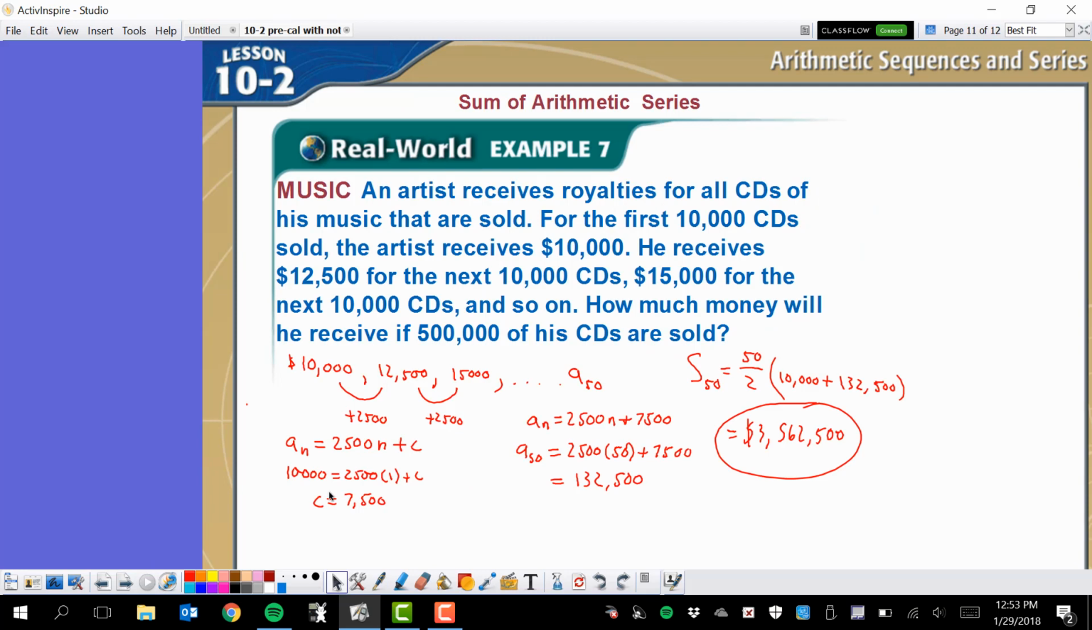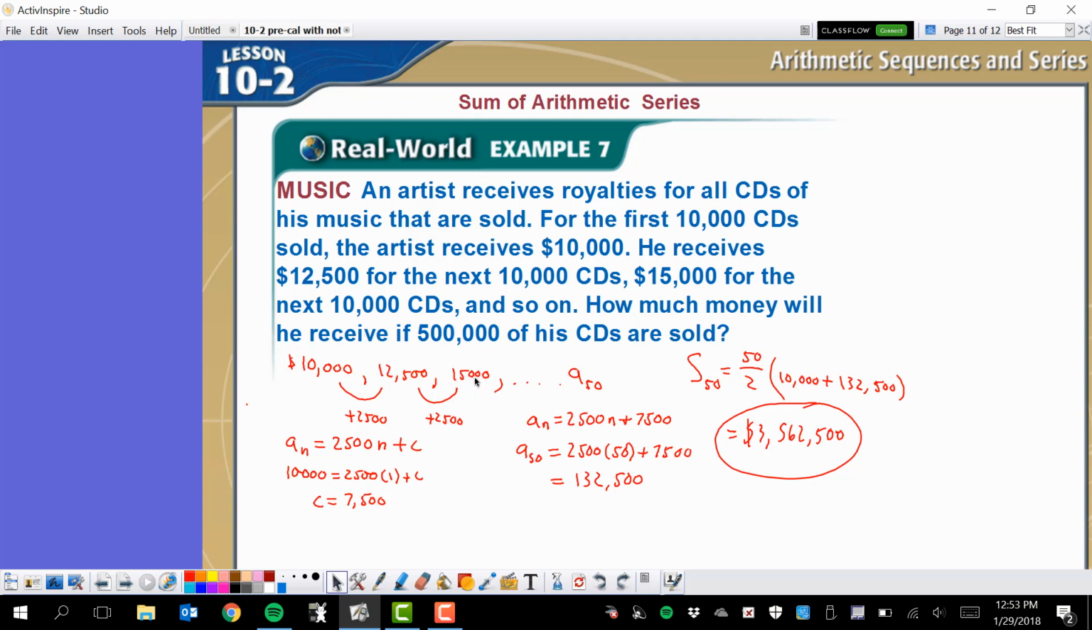Our last item here is a word problem, which I'll give you some time to read on your own and work through. We're going to use that formula that we had previously. What you're going to see here is that the increments are by 10,000 CDs, so every term in the sequence is equal to 10,000 CDs. If you're trying to get up to 500,000 CDs, you don't have to go to A 500,000, you only have to go to A 50, because each increment counts as 10,000 CDs.